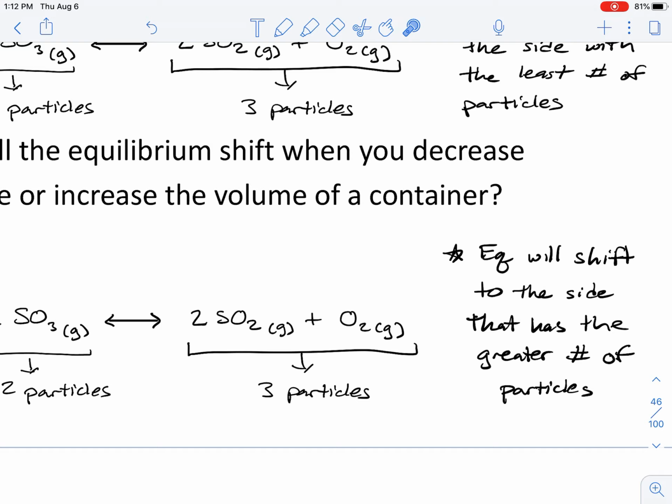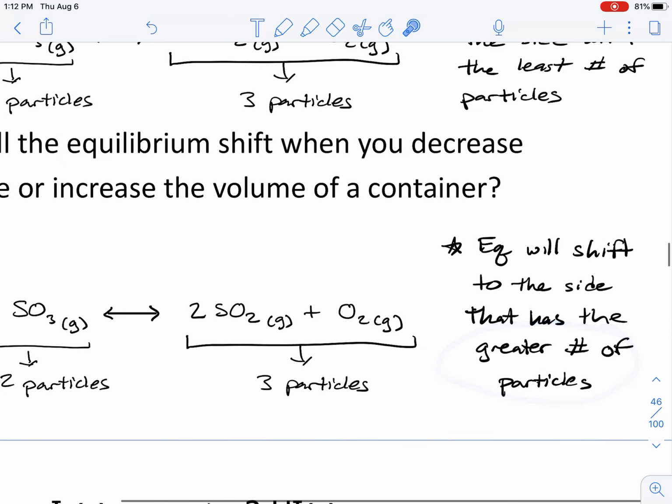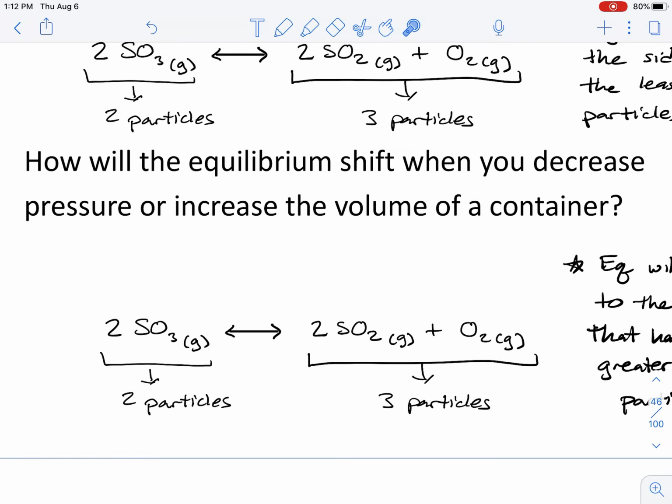According to Le Chatelier's principle, the equilibrium will shift to the side that has a greater number of particles. The reason it shifts to the side with a greater number of particles is to compensate for the pressure that was lost. Here in this case, since the product side has 3 particles versus the reactant side, which has 2 particles, there's going to be an overall shift in equilibrium to the right, in favor of the production of products. And in this scenario, since the products have more particles, the conversion of reactants to products will allow the particles to recover some of the pressure that was lost.